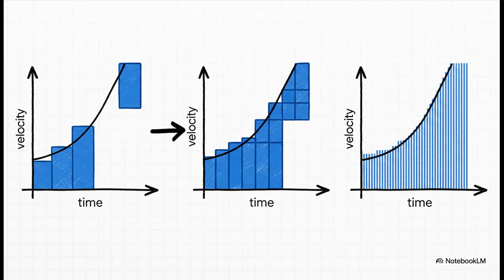And here's where the magic happens. What do you think happens when we make those rectangles thinner and thinner and thinner? As we slice time into tinier and tinier little pieces, our guess gets better and better. The errors get smaller and smaller, and our group of rectangles starts to look exactly like the curve itself. This is the whole key.